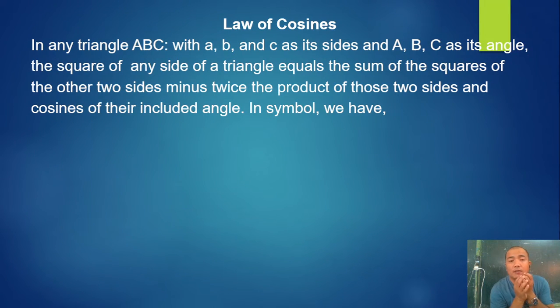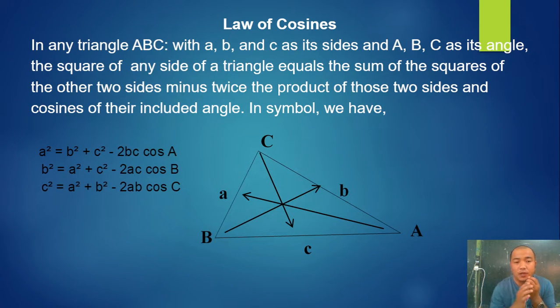In any triangle ABC with a, b, and c as its sides and A, B, and C as its angles, the square of any side of a triangle equals the sum of the squares of the other two sides minus twice the product of those two sides and the cosine of their included angle. In symbols, we have this. This is the law of cosines.